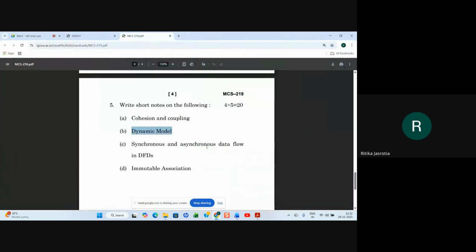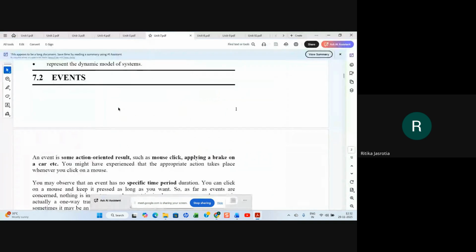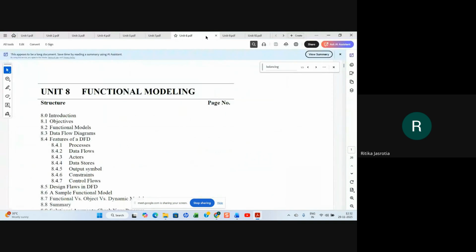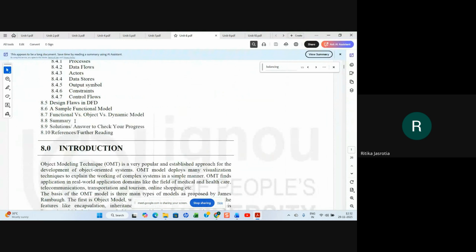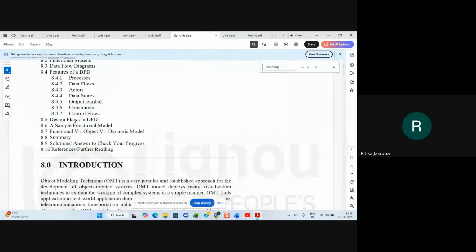Right, then synchronous and asynchronous data flows in DFDs. So that is in the DFD topic. In a DFD, you have synchronous and asynchronous data flows.